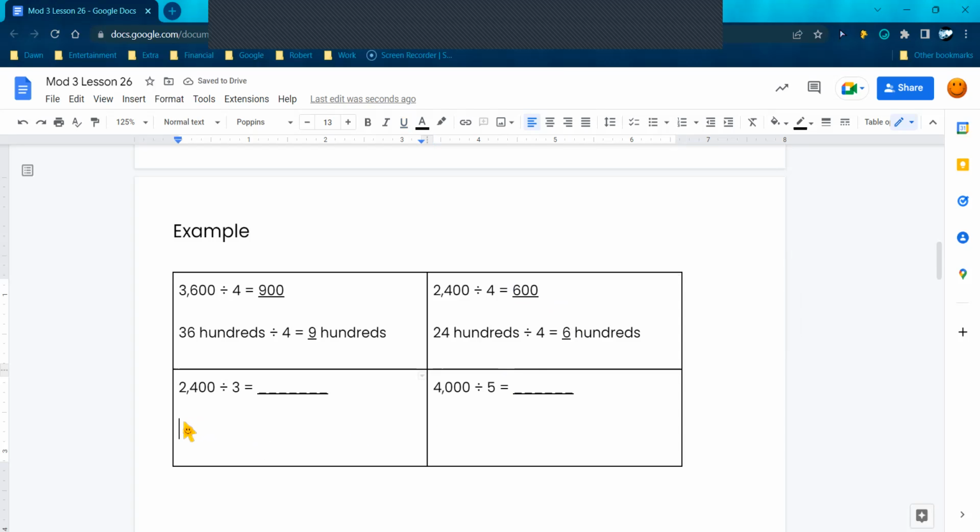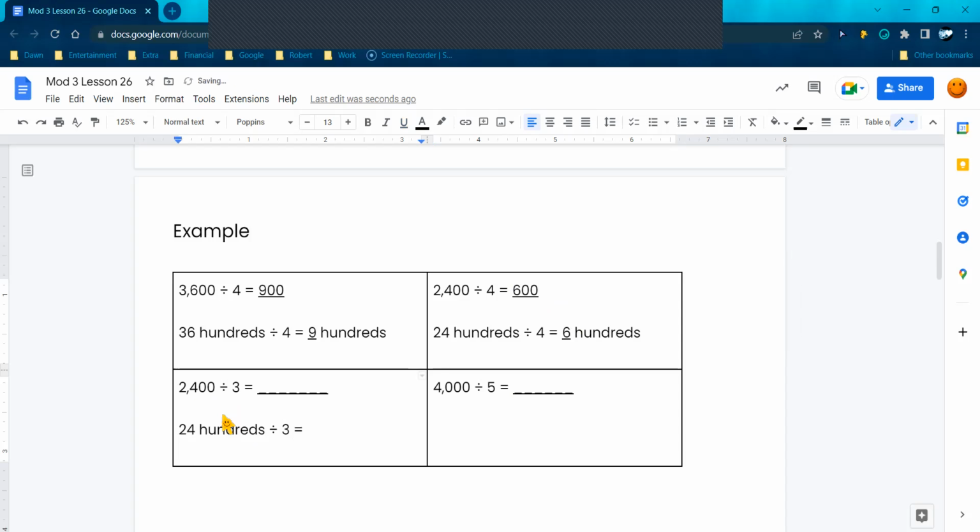Let's do a couple more examples. I have 22,400 divided by 3. Or in other words, 2,400 divided by 3. So right here, I'm going to write 24 hundreds. Because I haven't copied anything, I can still do Control V. We're going to divide by 3.